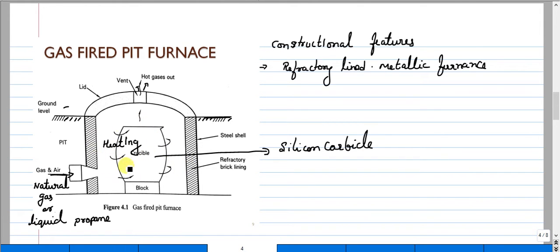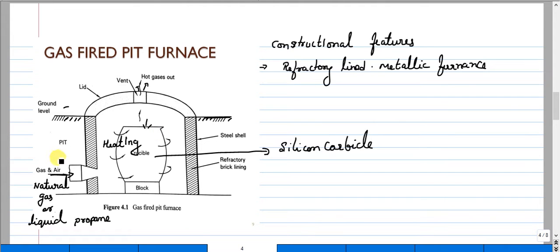And due to this heating process, what will happen? The raw material kept inside the crucible will start to melt due to this heat. Then you can open this lid. After complete melting, you can open this lid and lift the crucible, and you can pour the molten metal from the crucible into the mold cavity, and finally you can obtain your end product. So very simple construction as well as working principle.